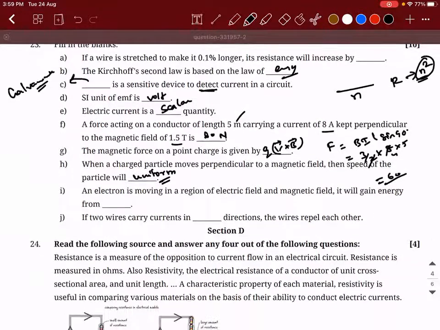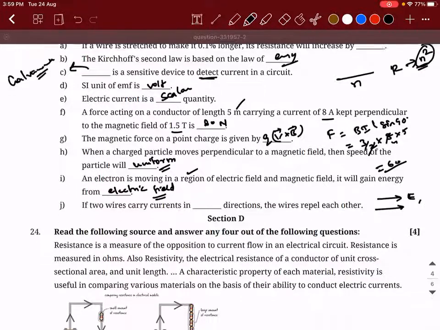An electron is moving in a region of electric field and magnetic field. It will gain energy from the electric field, sir. Why electric field? Why not magnetic field? Because the electron will be perpendicular to the electric field. Nowhere is it given. It is only told that it is moving in a region. It will be perpendicular to the displacement vector, no, sir. It will gain from both electric and magnetic field, right, sir?